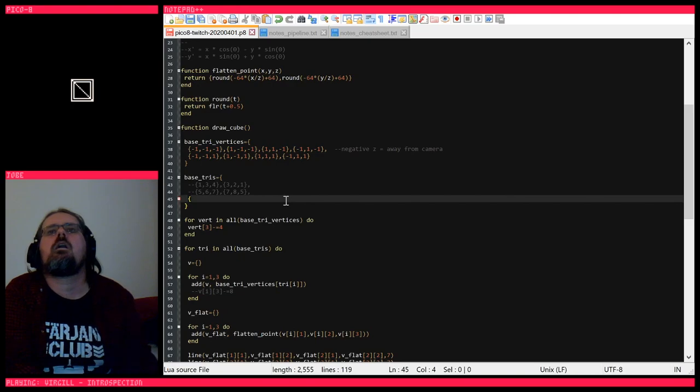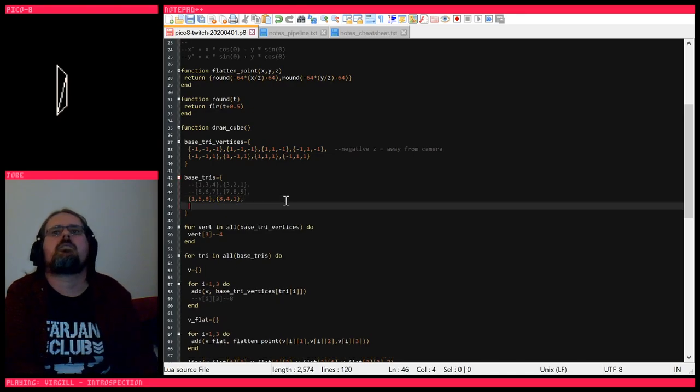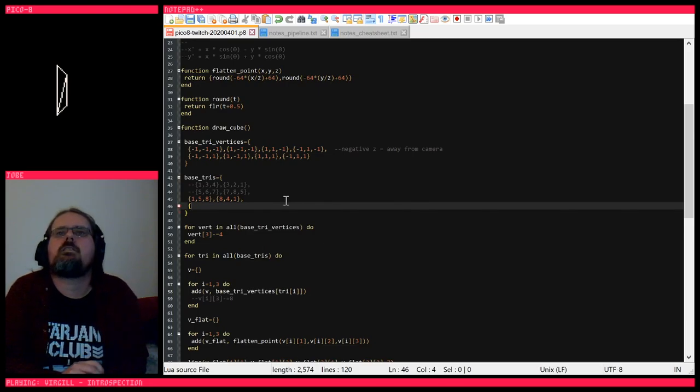So in clockwise order, 1 and 5 and 8 and 8 and 4 and 1. Is that correct? Yes. And then the right side should be all the other vertices, so 2, 3 and 6 and 7.